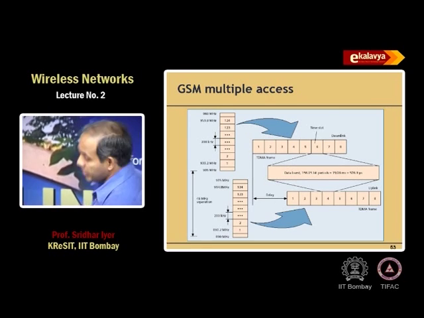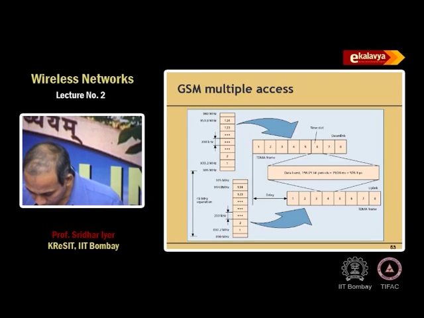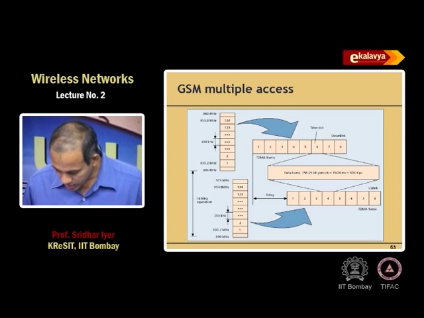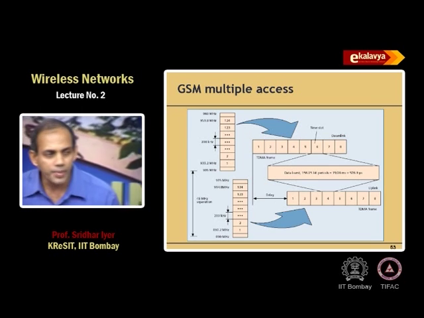So, the question is like this. This is what we have understood so far. 935 megahertz to 960 megahertz is the downlink, which has 125 channels. Each channel is split into 8 slots. Similarly, there is 890 to 915 megahertz. Each channel is split into 8 slots. So, let me ask a question here.